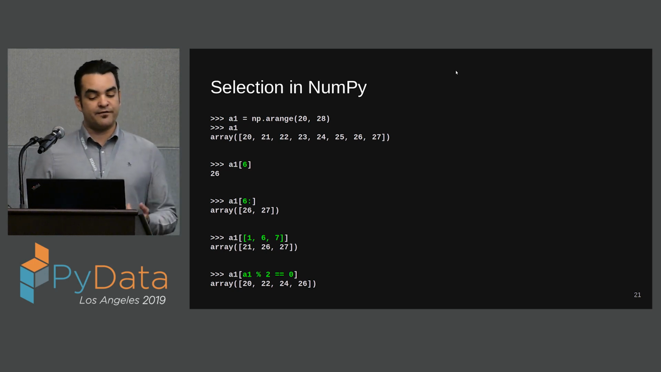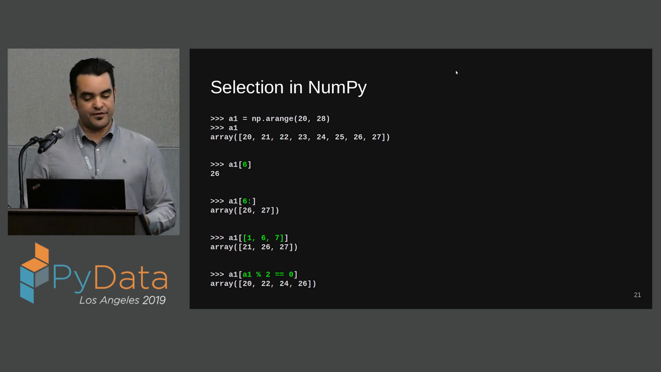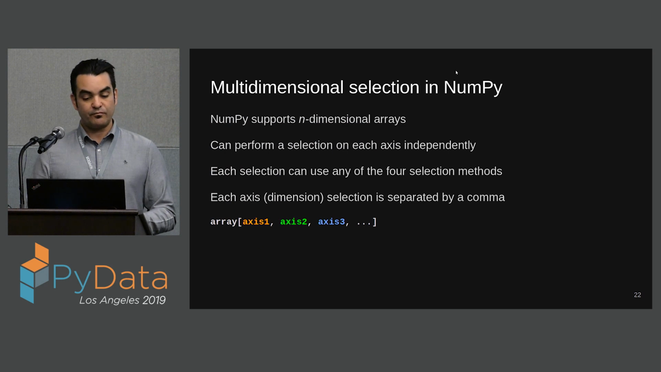Here I create an array of 8 elements, and first I'd simply select a single one with an integer. You're all familiar with that. I select a slice of the last 2 elements. Then I can give it a list of index positions and select those index positions, or I can do something more sophisticated and create a Boolean array by identifying all of the values whose modulo 2 is equal to 0, that is the even numbers, and use a Boolean array to select from the array.